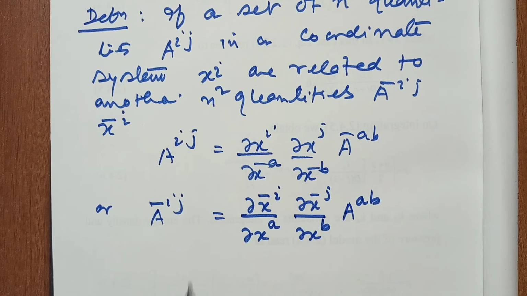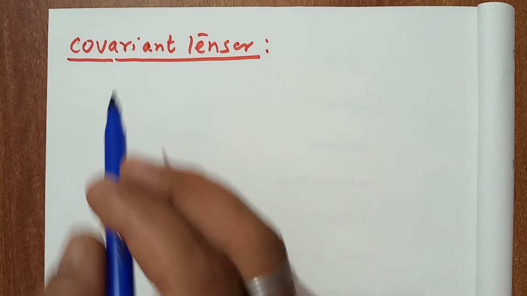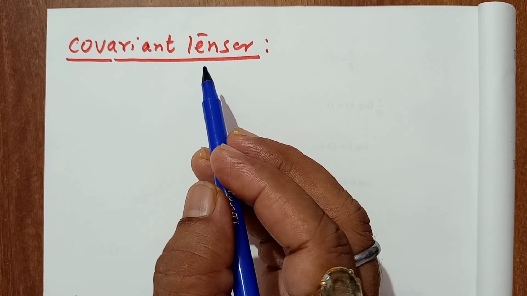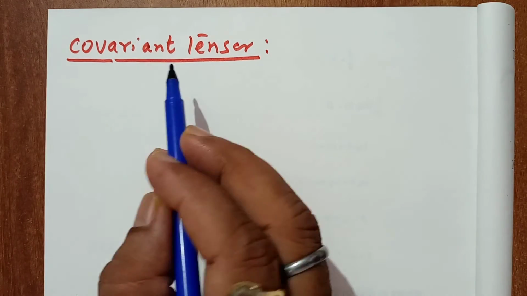So this is very simple: whether non-bar to bar or bar to non-bar, this is the transformation rule. Now the covariant tensor. Before, I studied the covariant vector, or covariant tensor of rank 1. Now I am going to explain the covariant tensor of higher order. Higher order means order more than 1. So what is a covariant tensor?